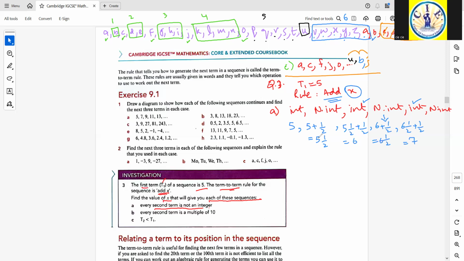So the number x in this case could be a half. So we can say x is equal to half, or we can say that x could be any number with a half, like x could be 1.5, or x could be 2.5, and so on. So I've chosen the simplest case: x is equal to half.